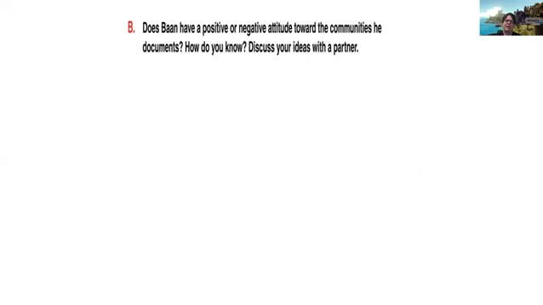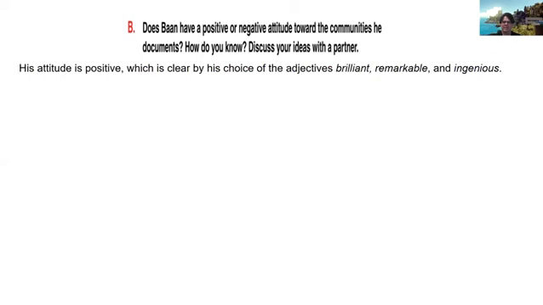All right, so does Bond have a positive or negative attitude toward the communities he documents? How do you know? I would say that everybody has a different answer here, but I think this one is pretty easy to understand. Obviously we could tell that his attitude is positive, which is clear by his choice of adjectives: brilliant, remarkable, ingenious. Okay, you need to copy this down. Pause now.